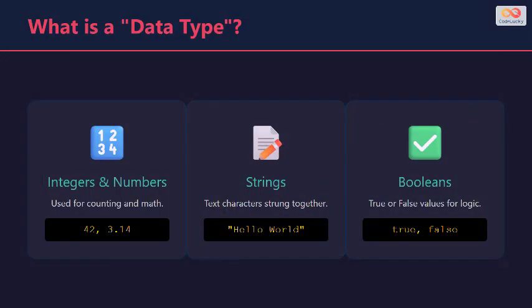Before we compare them, we need to understand what a data type is. In programming, data types tell the computer how to process the data. We have integers for numbers, strings for text, and booleans for true or false logic. The difference between static and dynamic typing is simply when and how the computer checks these types.